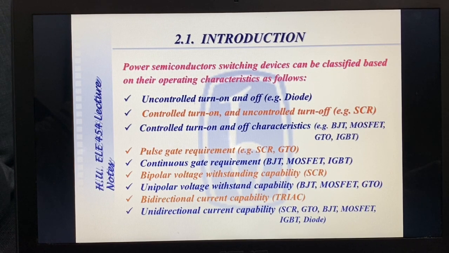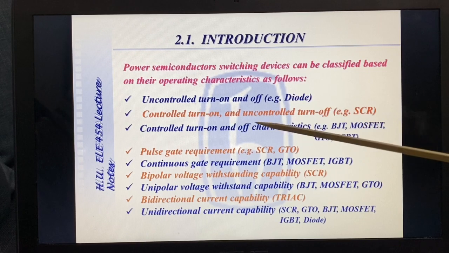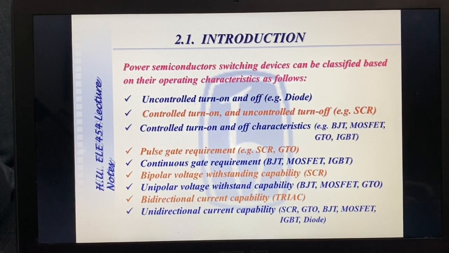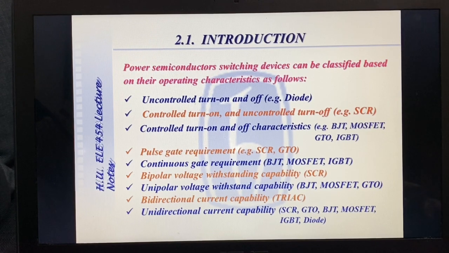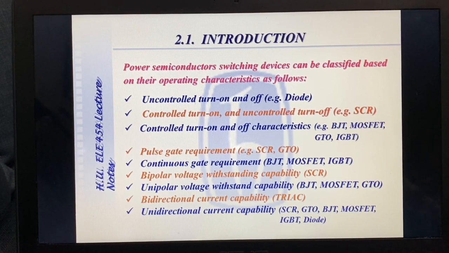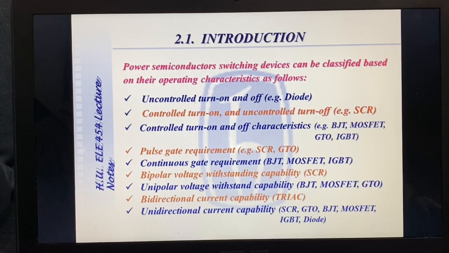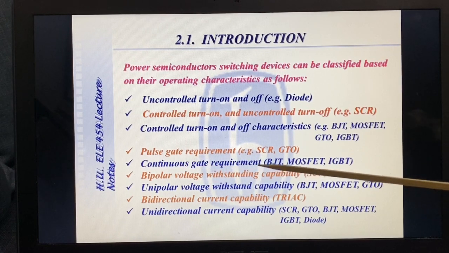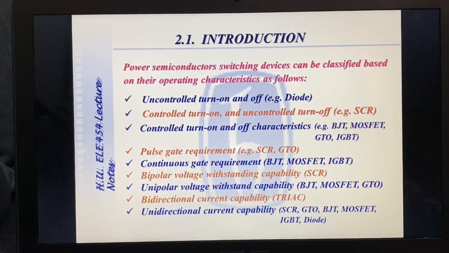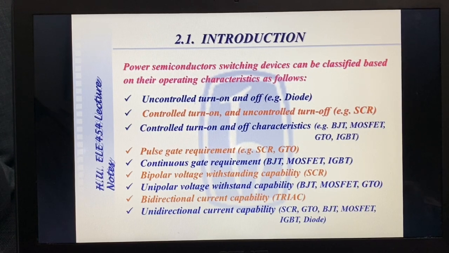It can be turned on in a controlled manner, but there is no control on the turn-off, as we will explain later on. Controlled turn-on and turn-off characteristics for all transistor family devices plus the gate turn-off thyristor device. So power BJT, power MOSFET, or IGBT can be controlled during turn-on and off. Pulse gate requirements for the silicon-controlled rectifier or GTO, continuous gate requirements for the transistor family devices. In order to keep the transistor in on state or in off state, you need to apply a continuous gate pulse.